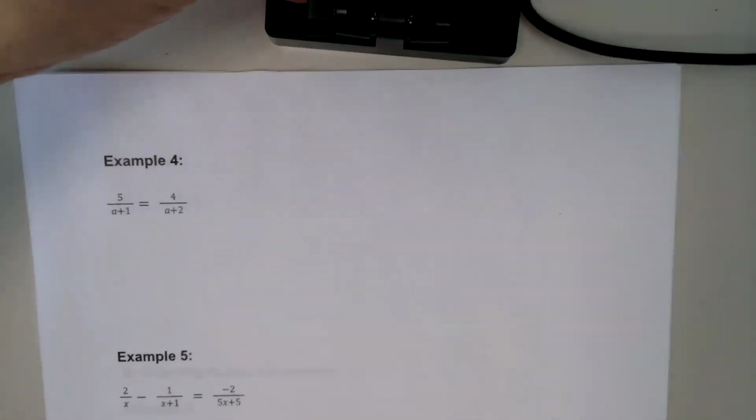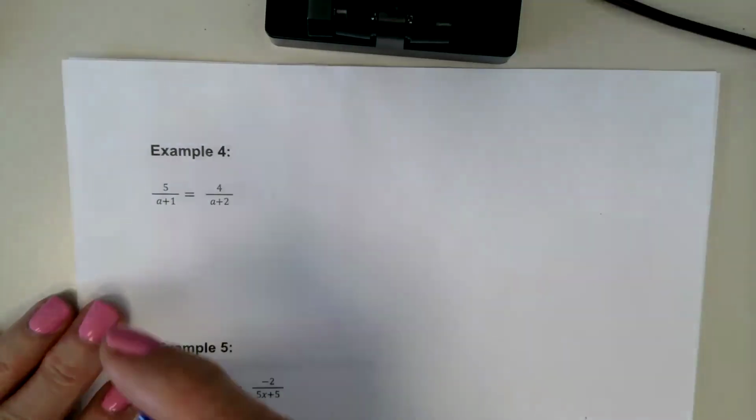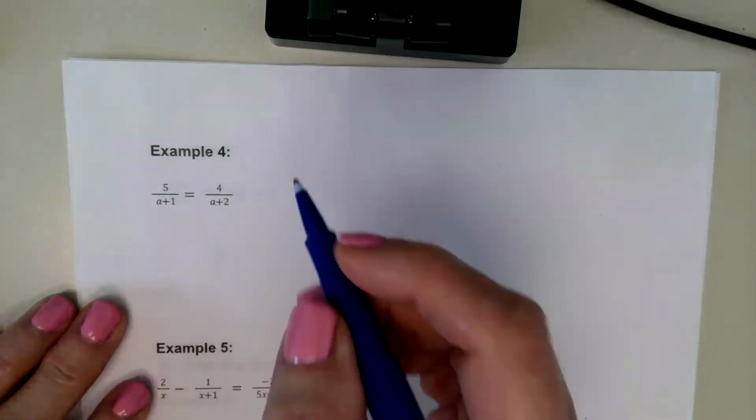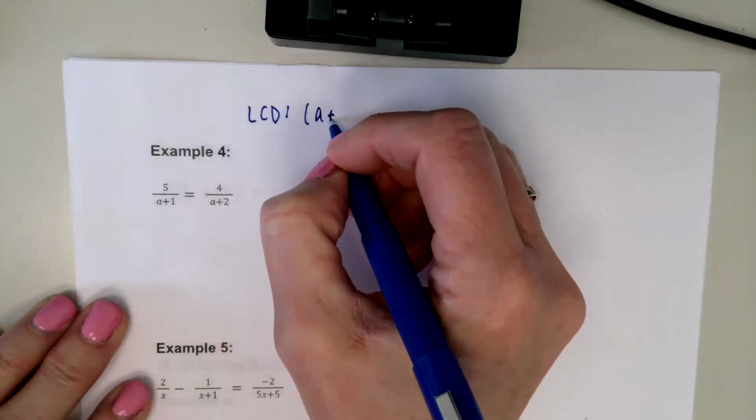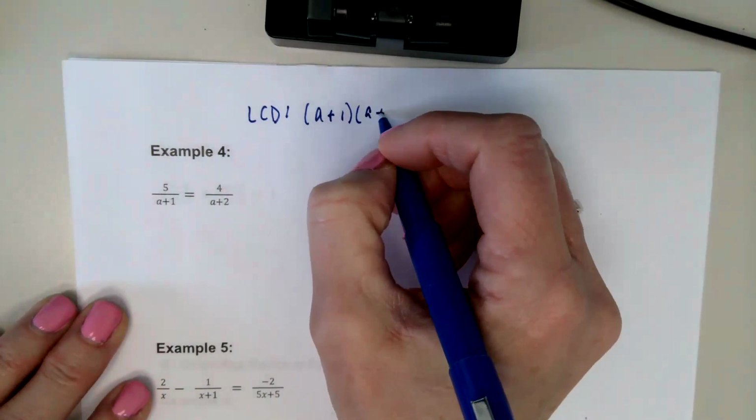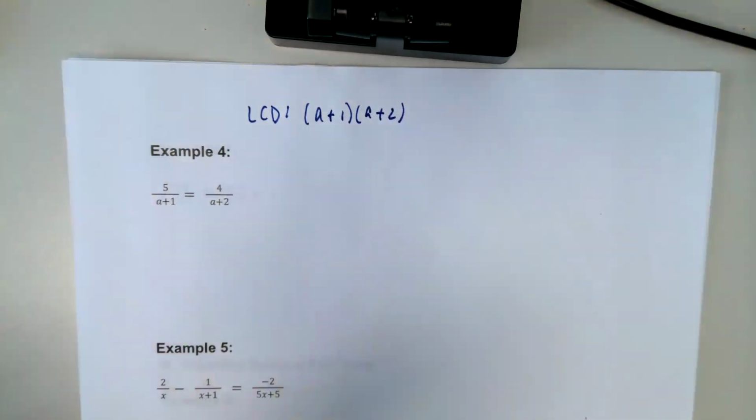Let's flip the page. Example 4. We are working on 2 expressions in the denominator, so we need an LCD. They're each going to be a factor of the LCD. And we can leave them factored because that's what you need, is the factors to cancel anyway. So leaving them factored actually simplifies things.